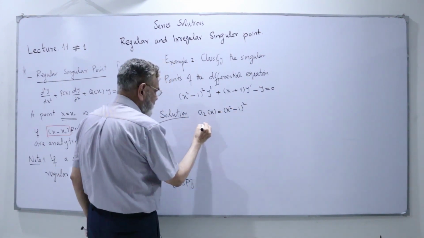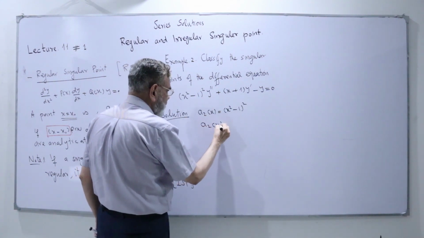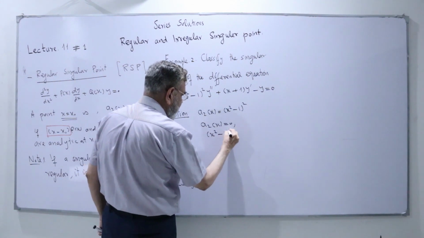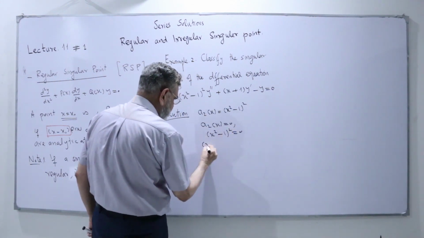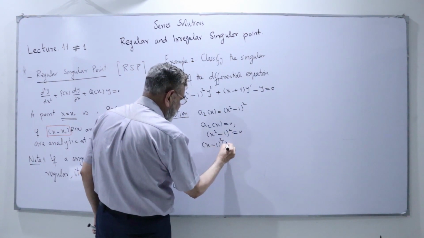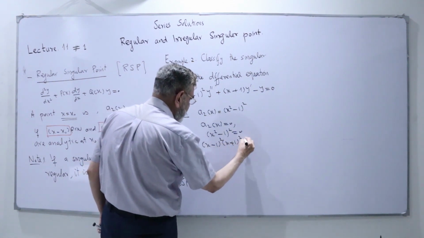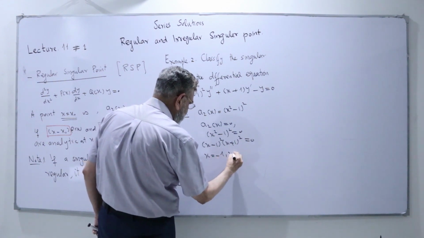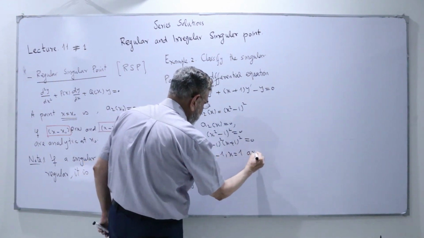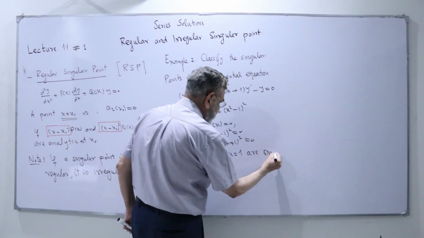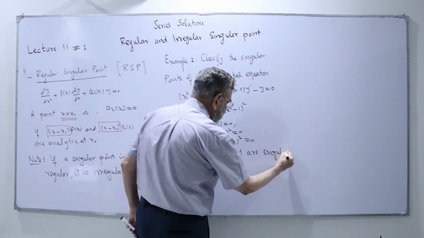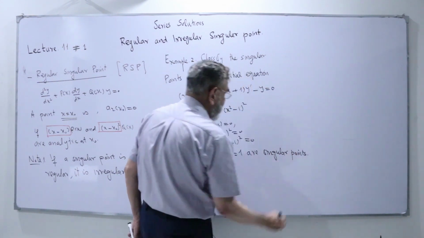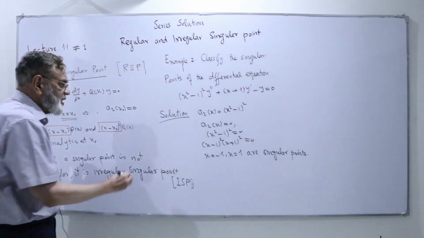Now for singular points, we have a2 of x equal to 0. That means (x² − 1)² equals 0. I will get here (x − 1)² (x + 1)² equal to 0. I get two points, x equal to −1 and x equal to 1, as singular points, because at these points the value of a2 of x is equal to 0. There are two singular points. Now this is my step 1.